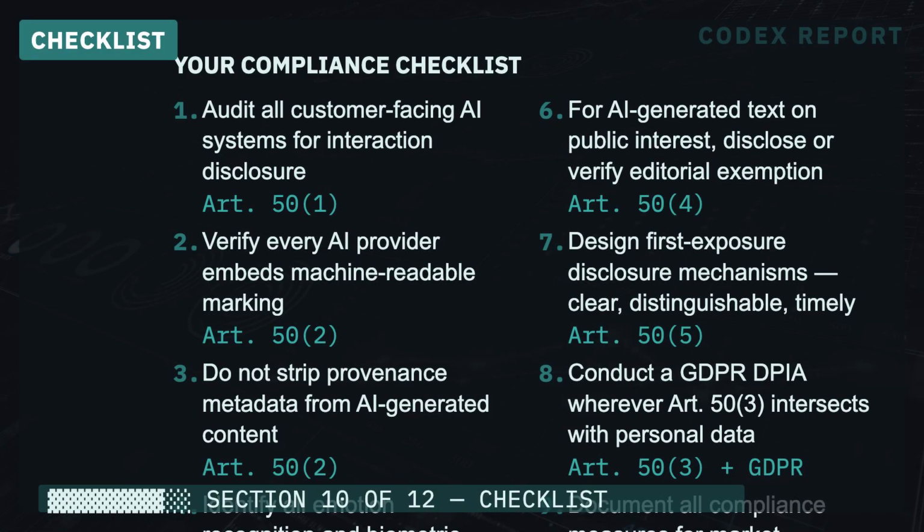9. Document all compliance measures for market surveillance readiness. Your compliance program is your strongest evidence under the Article 99 mitigating factors. 10. Monitor the AI Office's development of codes of practice under Article 50, Paragraph 7. The compliance landscape will continue to evolve. Your program must evolve with it.